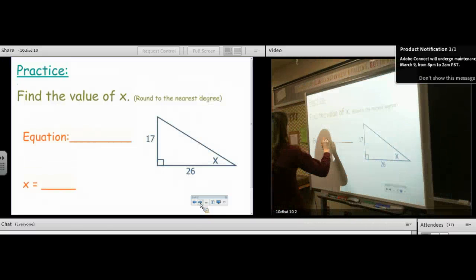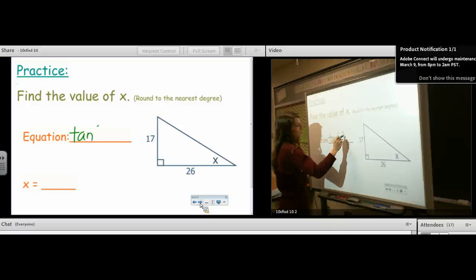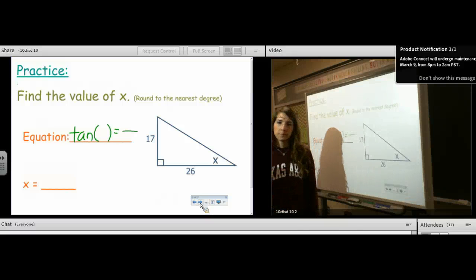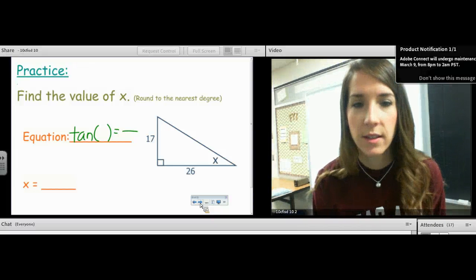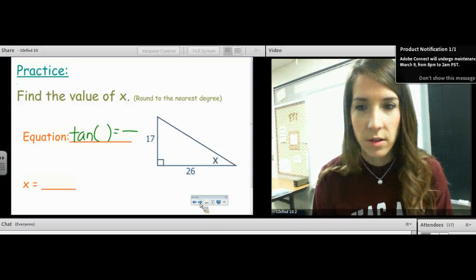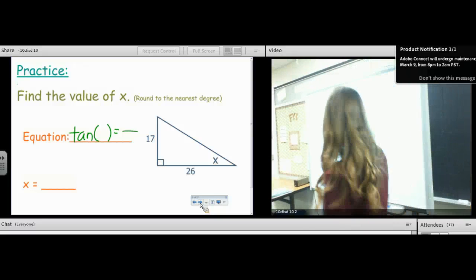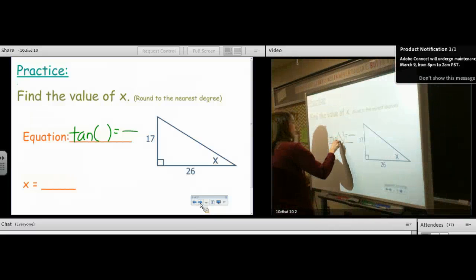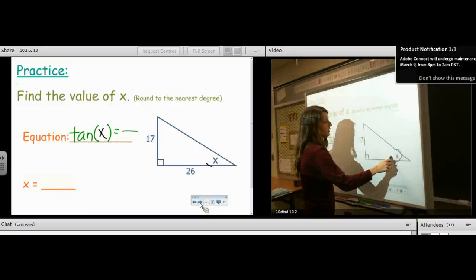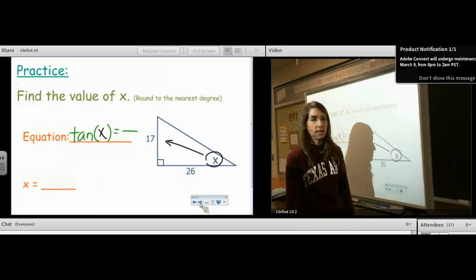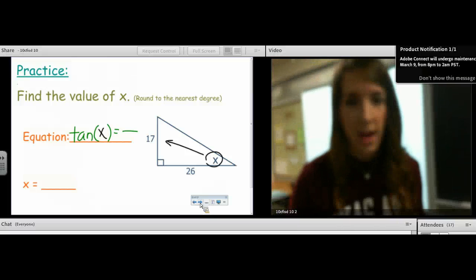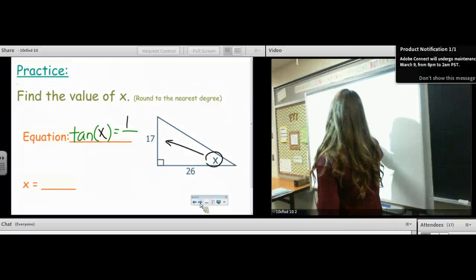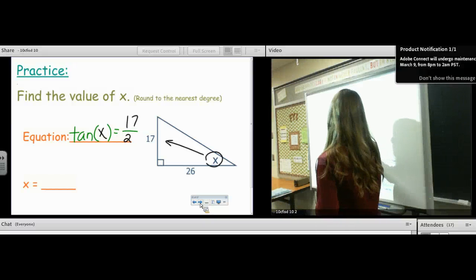Okay, we write our template. What goes in the parentheses? The only thing allowed in the parentheses. The angle. Uh-oh, we don't know the angle. It's x. Okay, let's just write x. That'll work. Opposite over adjacent. You find the side that's opposite the angle. What side is opposite of x? 17, and then adjacent is 26.